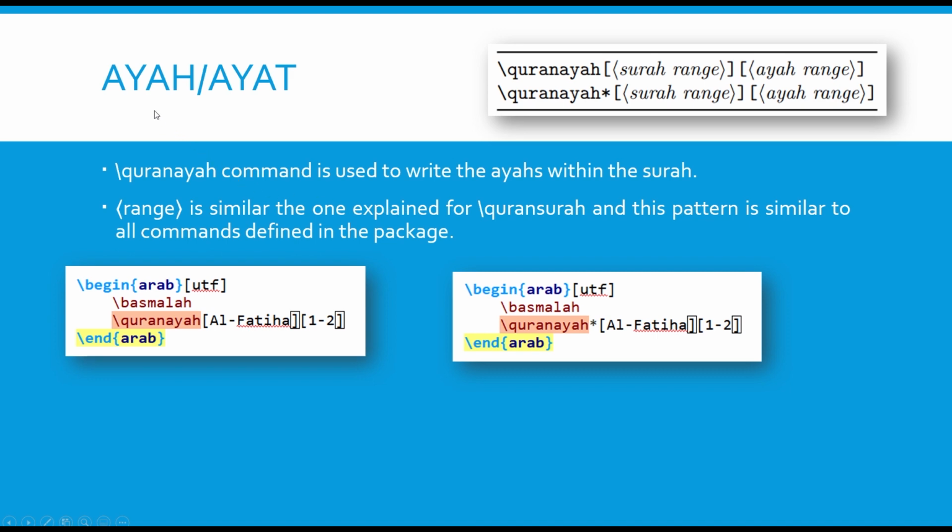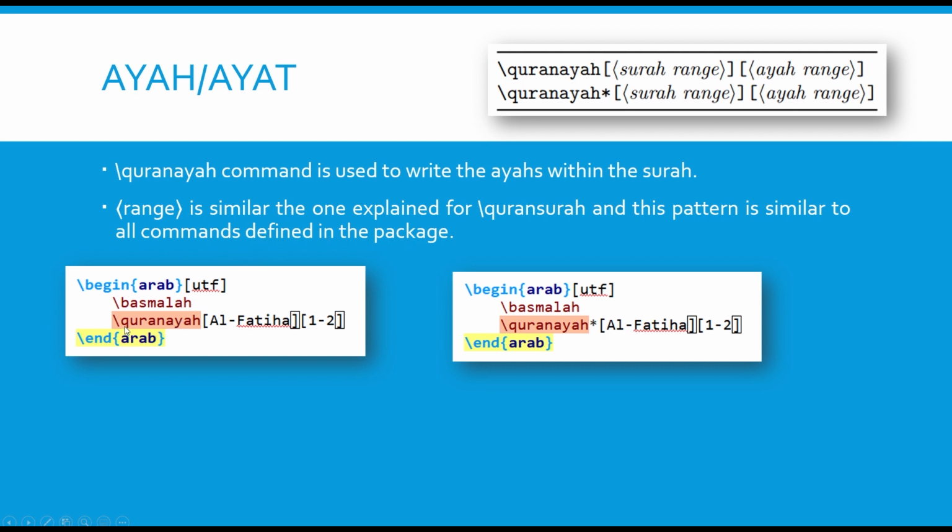The next macro is ayah. The \quranayah command is used to write the ayahs within a surah. The command is \quranayah. The first argument is the surah and the second argument is the ayah range. Similarly for \quranayah star. The range is similar to the one explained for \quransurah, and this pattern is similar for all commands defined in the package.